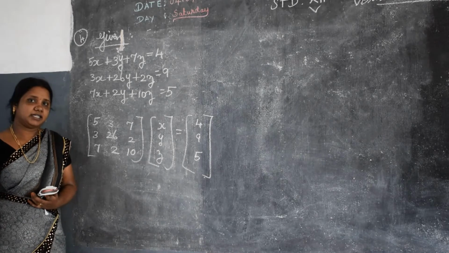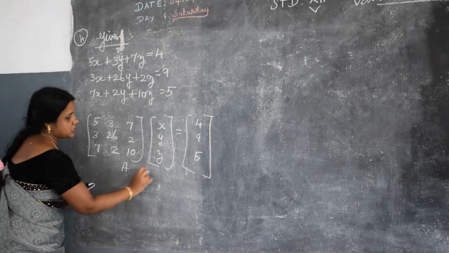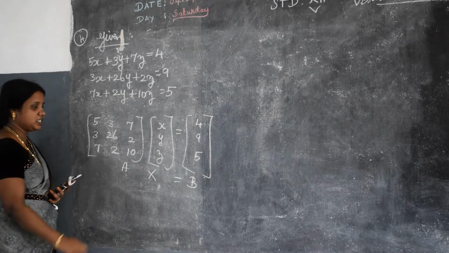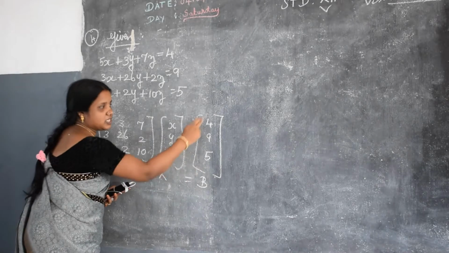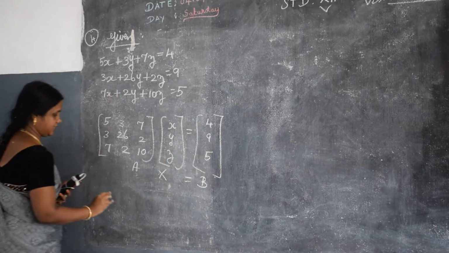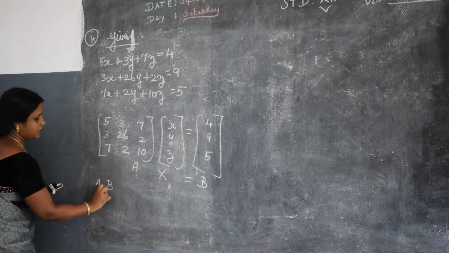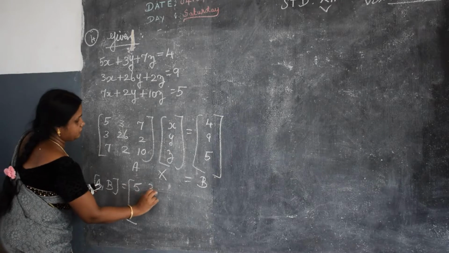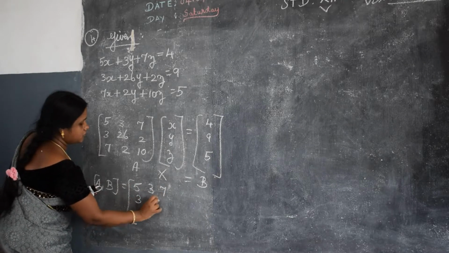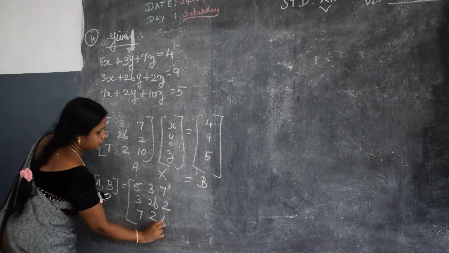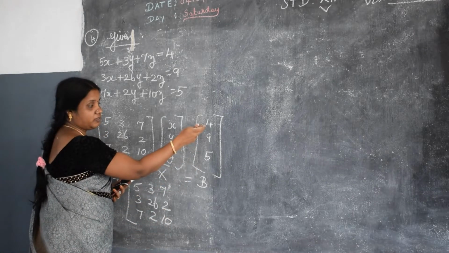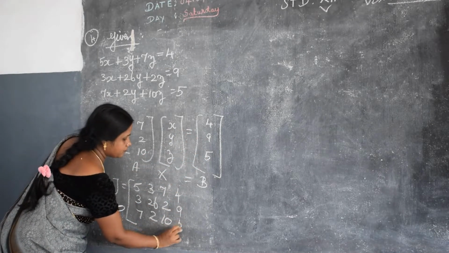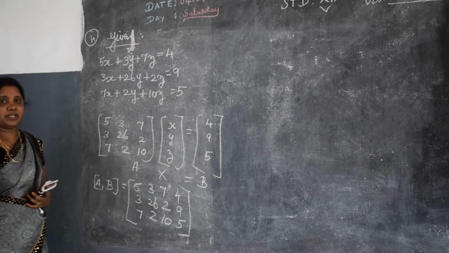Now you have to write the augmented matrix form. This is of the form AX equal to B. Last class itself I said what an augmented matrix is: you write the elements of A as well as the elements of B. So our augmented matrix AB is: write all the elements of A, 5, 3, 7, 3, 26, 2, 7, 2, 10. Then write the elements of B, 4, 9, 5. Include that also. This is the augmented matrix.